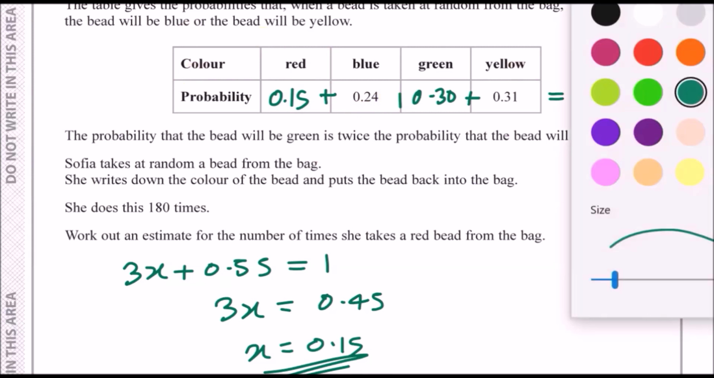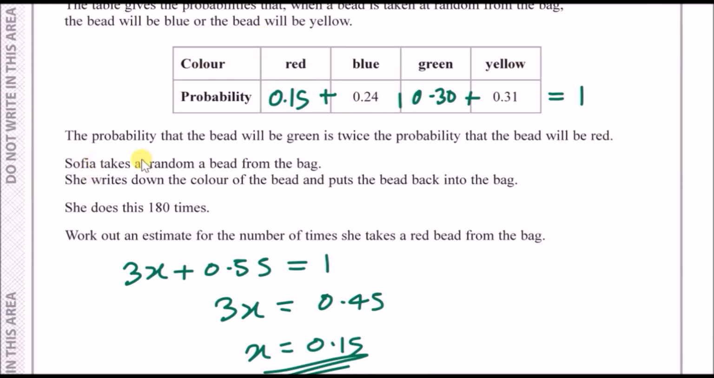Now let's carry on reading, guys, yeah? It says that Sophia takes at random a bead from the bag.